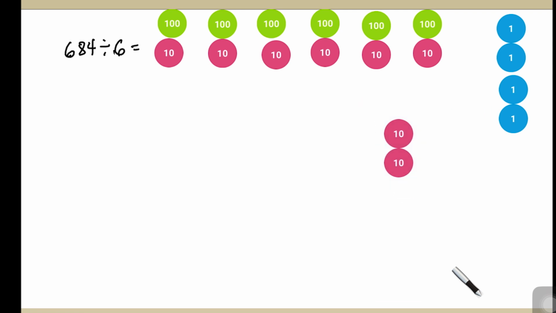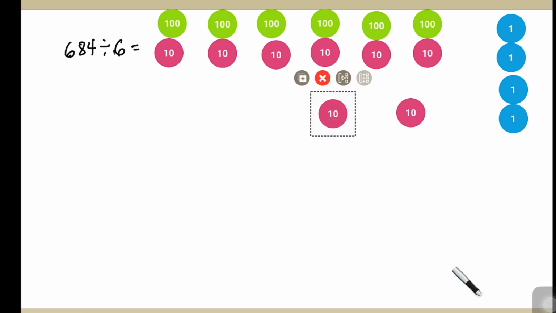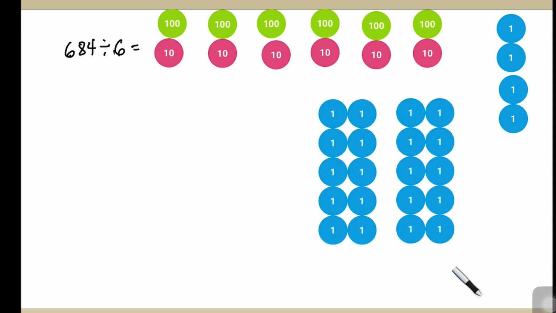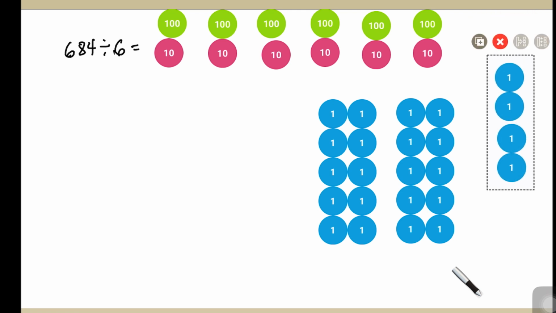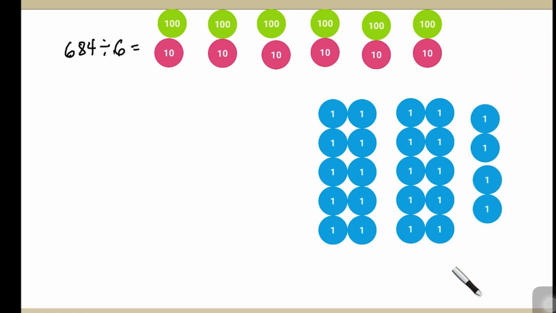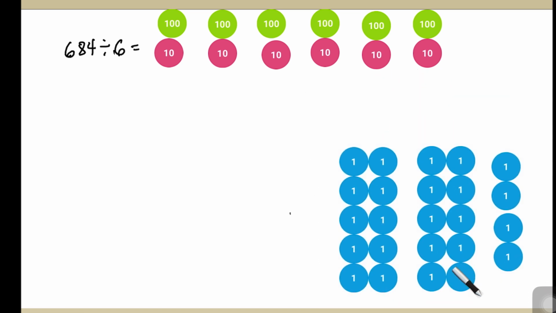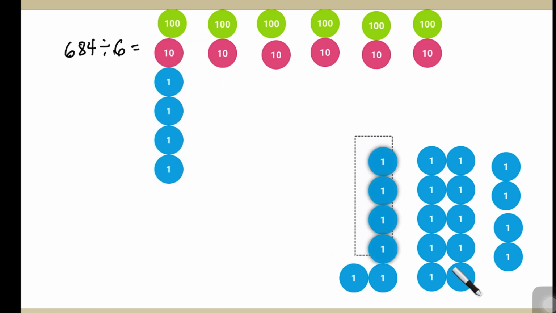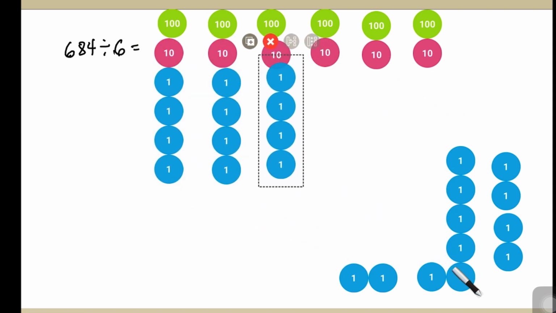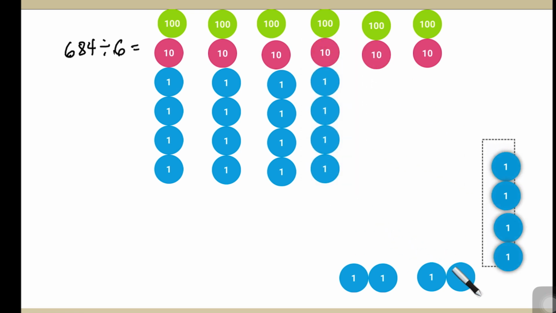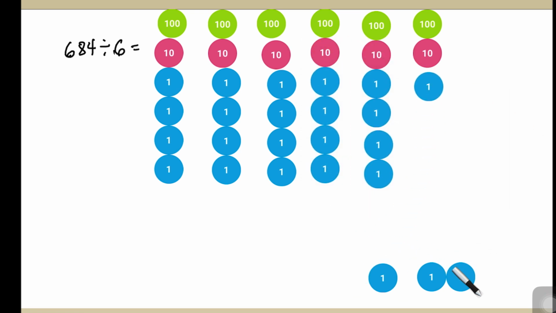Can I still divide these 2 tens? Yes, if I rename it into ones. How many ones can 2 tens make? There's 10 ones in each ten, so therefore, there will be 20 ones. Plus these 4 ones left over earlier, we now have 24 ones divided into 6 equal groups. 24 divided by 6 is 4. Alright, so as you can see here, we don't have any remainder.